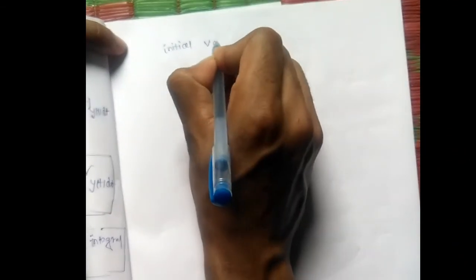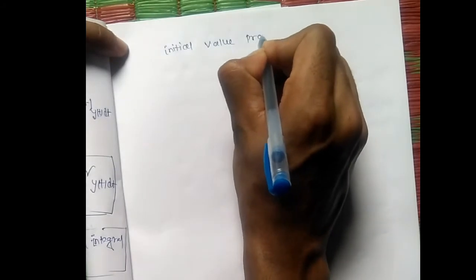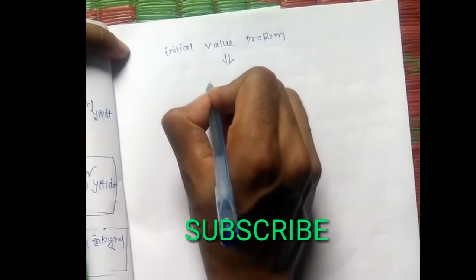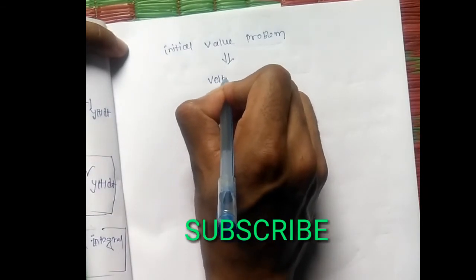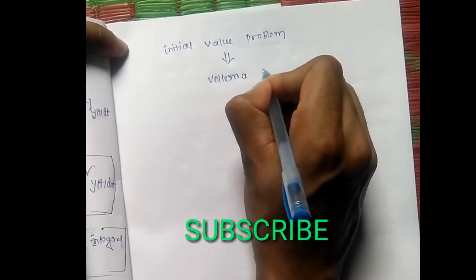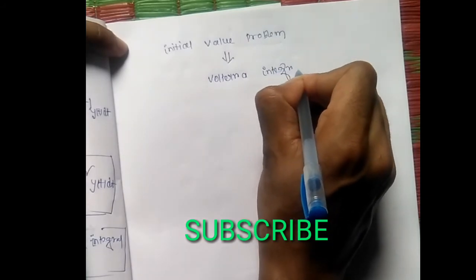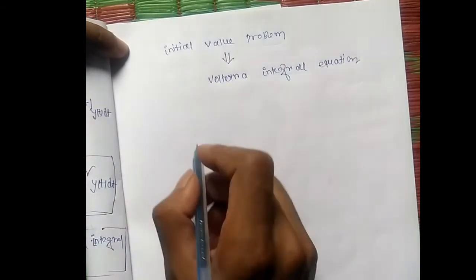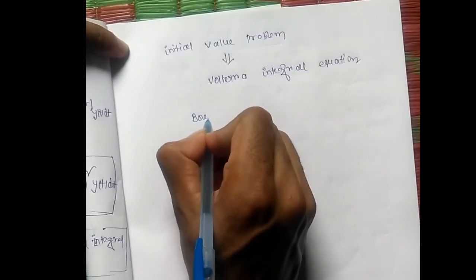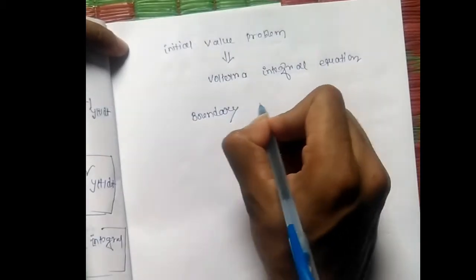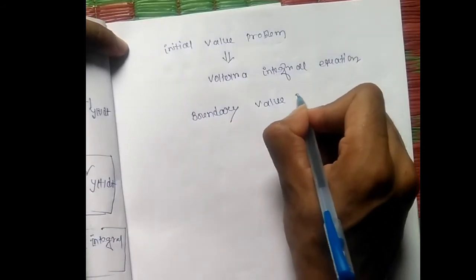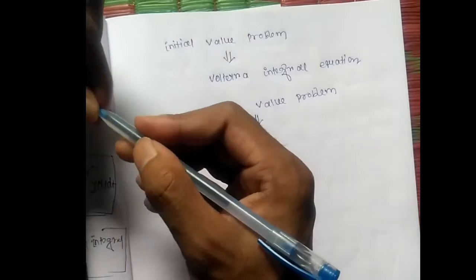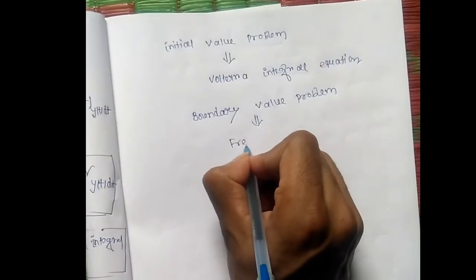Now, an initial value problem: always convert it into a Volterra integral equation. It's very important. And a boundary value problem: always convert it into a Fredholm integral equation.